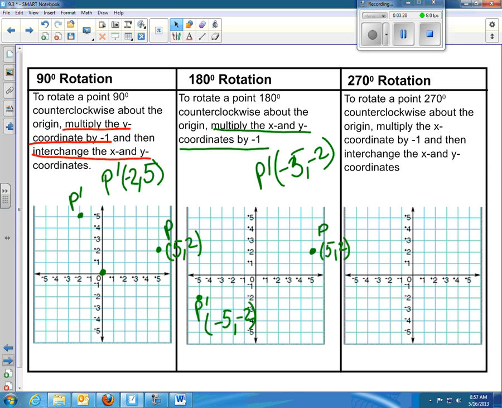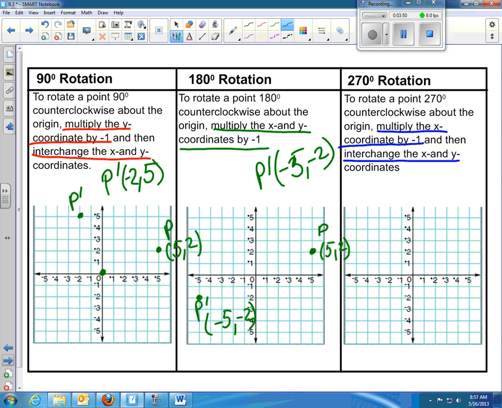And next we have a 270-degree rotation. To rotate a point 270 degrees counterclockwise about the origin, you're going to multiply the x coordinate this time by -1 and then interchange the x and y. Very similar to our 90-degree rotation, but instead of multiplying the y coordinate, we're multiplying that x coordinate.